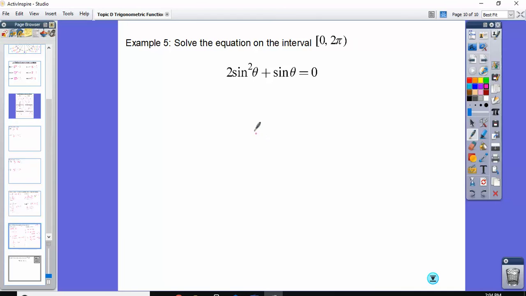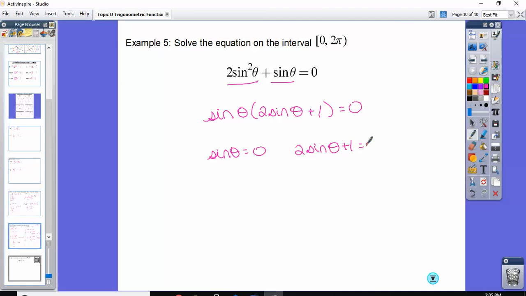Because I have both a sine squared and a sine, I can't just get the sine by itself. But what I could do, looking at those two terms, we could factor out a sine theta. So two things multiplied equal 0, so either sine theta equals 0 or 2 sine theta plus 1 equals 0.